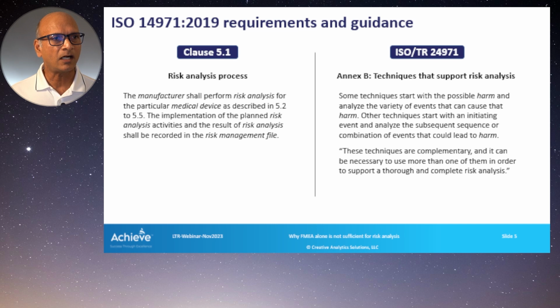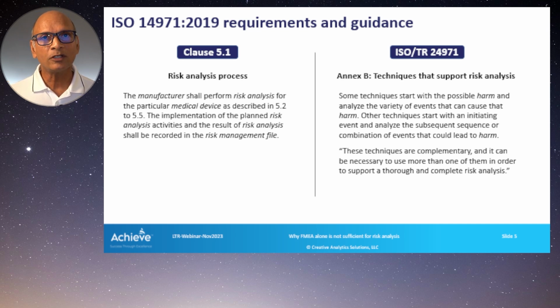These techniques are complementary, and it can be necessary to use more than one of them in order to support a thorough and complete risk analysis, which is what we are supposed to do. So FMEA is not the only technique that should be used or is sufficient for risk analysis in the context of 14971. Not to say that FMEA is not useful. It is very useful for a certain purpose, but it is not the Swiss Army knife of risk analysis. We have to use other techniques.